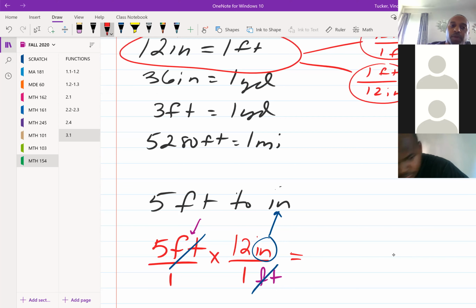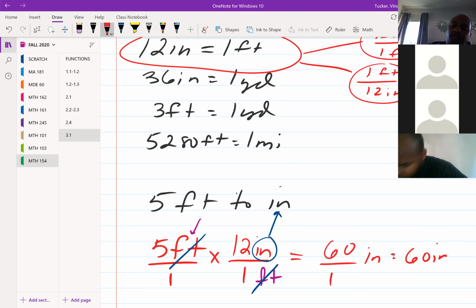And now I can just multiply across. 5 times 12 is 60. 1 times 1 is 1. And that's just 60 inches. Okay, that's not that bad. But when you were writing everything, I was like, oh my God. But that's not that bad.